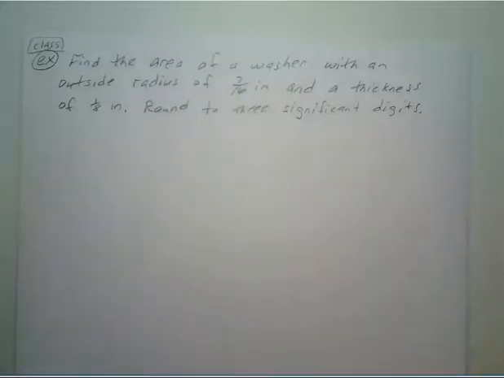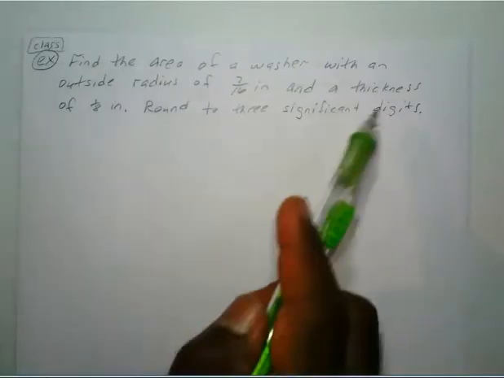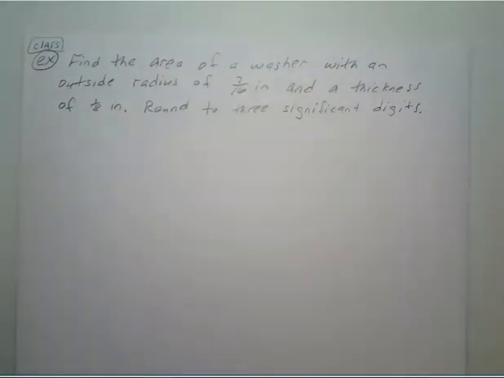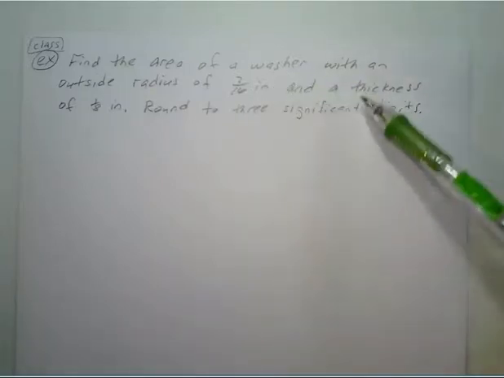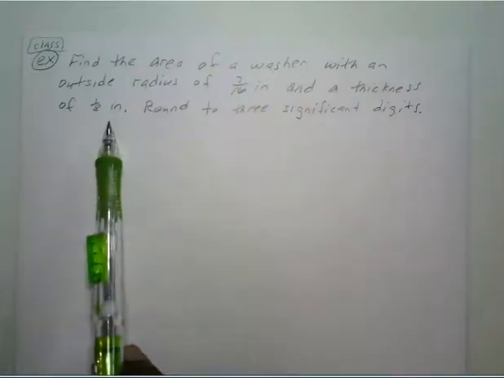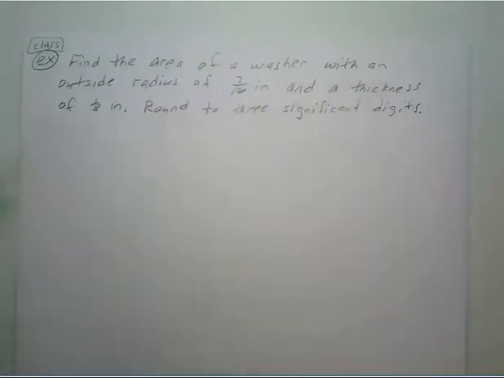Okay, so we want to find the area of a washer with an outside radius of 7/16 of an inch and thickness of 1/8 of an inch. Notice it said the thickness of 1/8 of an inch. So once again, this is one of those problems that drawing a picture will really help, because notice, before you get started on it, it said an outside radius of 7/16 of an inch. It didn't say the inside radius is 1/8 of an inch. It said it has a thickness of 1/8 of an inch. So go ahead and try this one and round to 3 significant digits. Press pause and try this one on your own.